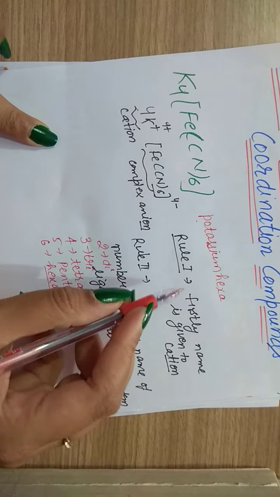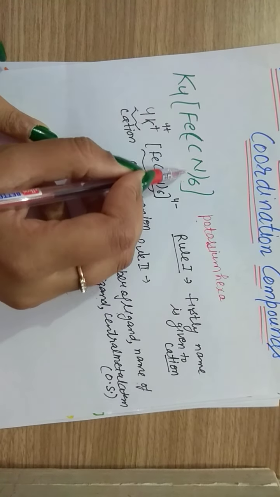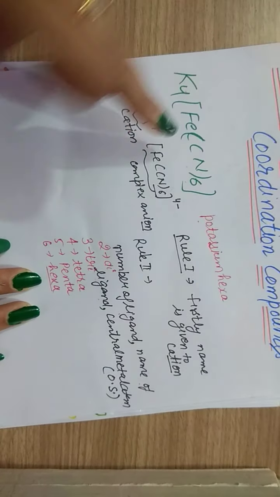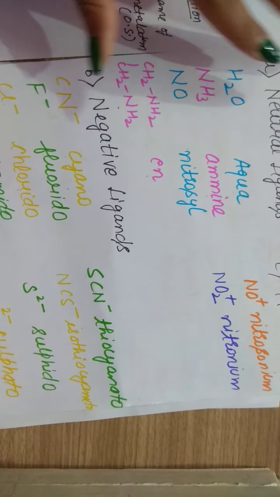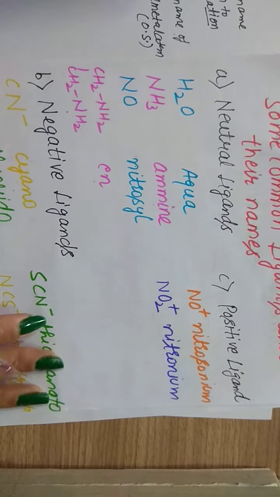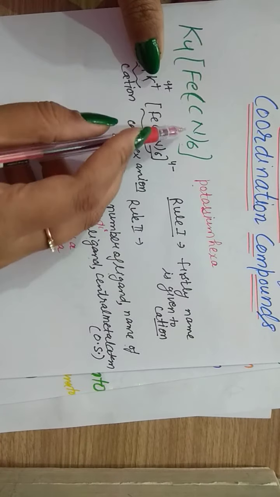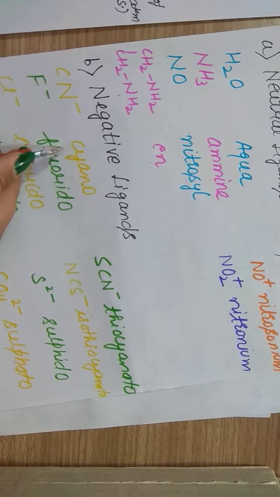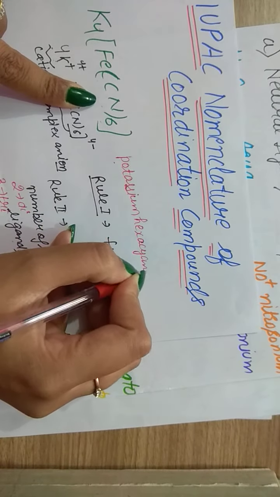After the number of ligands, the next step is the name of the ligand. The ligand here is CN. To name this, I have created a list of some important ligands with their names. Some of them are neutral ligands, some are negative ligands and the rest are positive ligands. In this list we can see that CN is a negative ligand with the name cyano. So the name here is cyano.